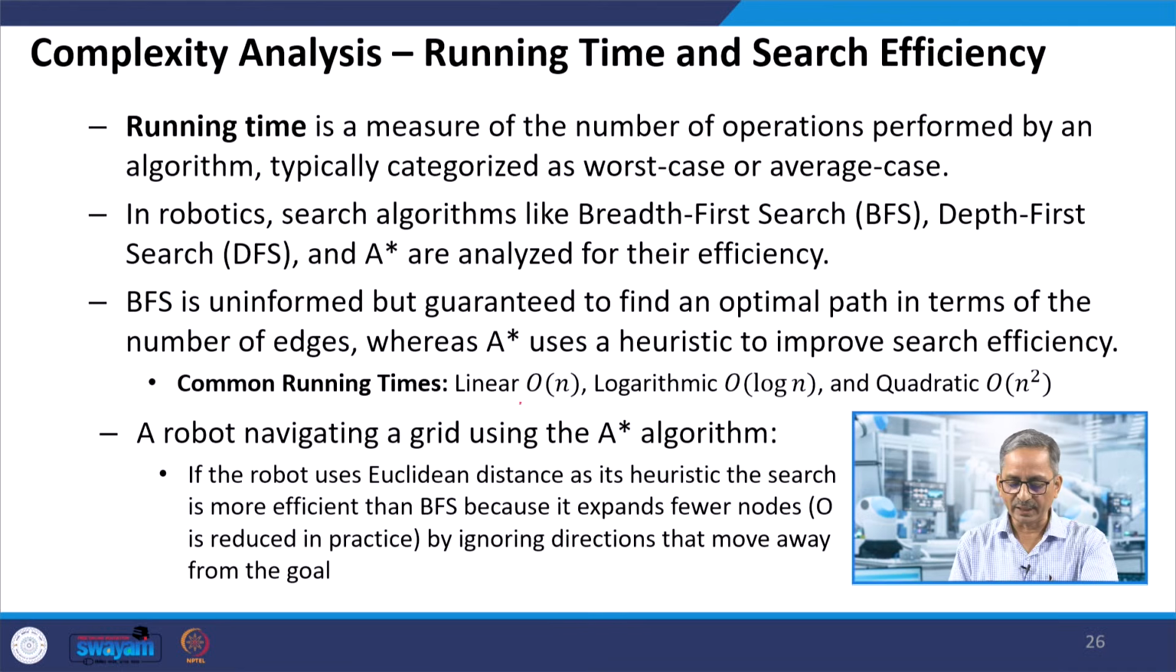Common running times: for the linear one you are going to have O of order n, for the logarithmic one your big O is going to be of the order log n, and for the quadratic one big O is going to be of the order of n square. If you look at a robot navigating a grid using the A star algorithm, it uses Euclidean distance as the heuristic. Okay, the search is more efficient than BFS because it expands fewer nodes, by ignoring directions that move away from the goal.